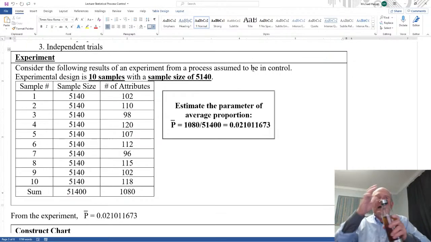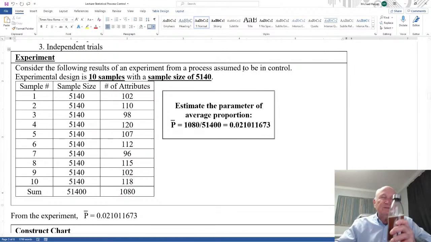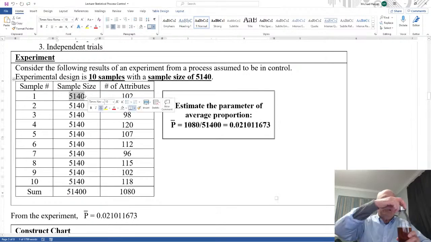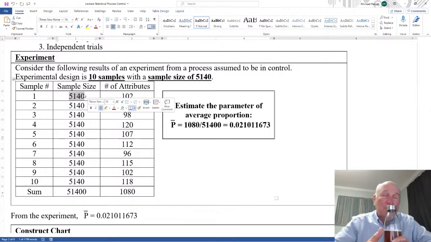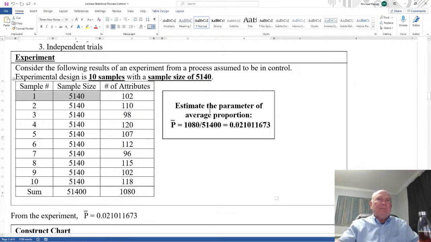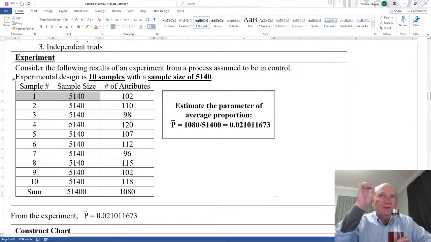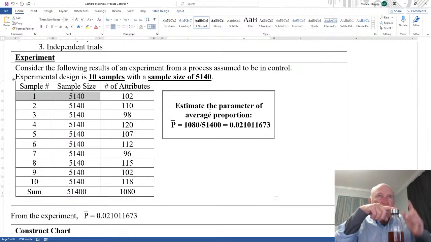We're looking at these tops. This is an experiment, and so the sample size is 5,140 of these tops. They do 5,000 of them, or 5140. And that's called sample one. So the first sample is that many items. So the sample size is the number of items or the number of measurements per sample.